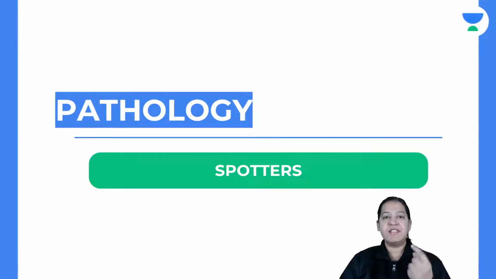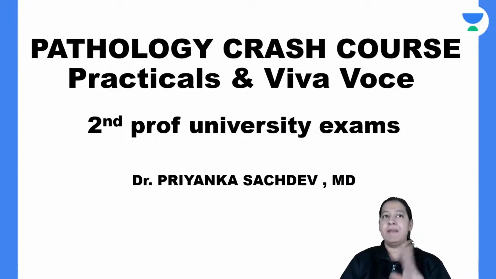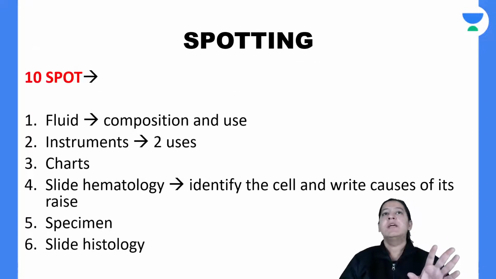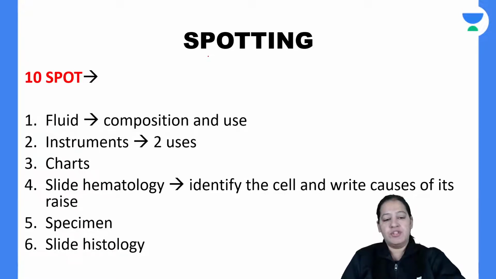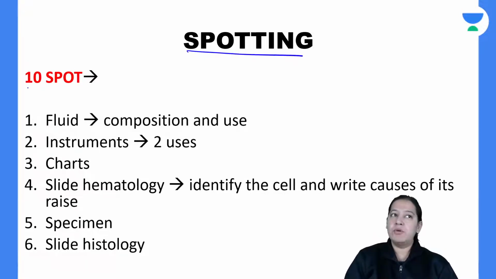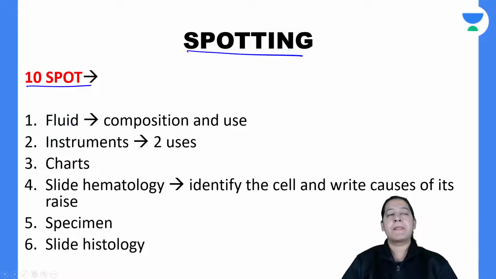In the university exam, you have theory paper 1, theory paper 2, and you have your practicals in pathology. For practicals and viva, I have launched this crash course, in which I will tell you all spotters for pathology. Most of the colleges get 10 spotters. Does your college also have 10 spotters or more? Please write down in the comment box. In most of the colleges in India, I have seen that there are 10 spotters in your exam.